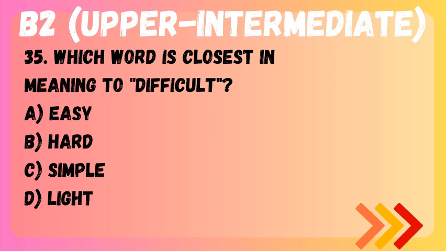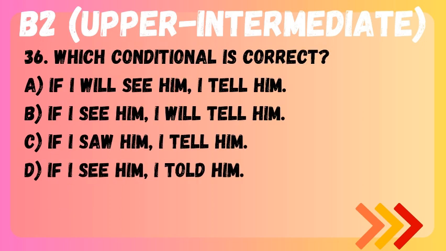35. Which word is closest in meaning to difficult? A. Easy. B. Hard. C. Simple. D. Light. 5, 4, 3, 2, 1. 36. Which conditional is correct? A. If I will see him, I tell him. B. If I see him, I will tell him. C. If I saw him, I tell him. D. If I see him, I told him. 5, 4, 3, 2, 1.